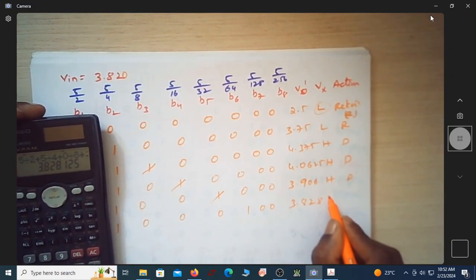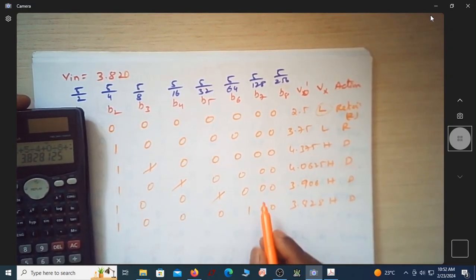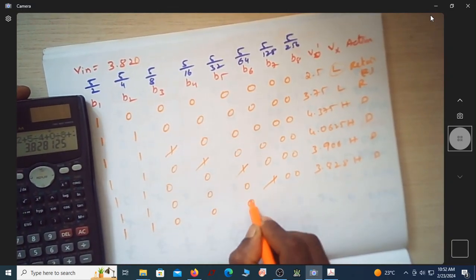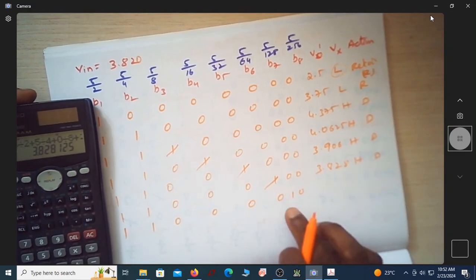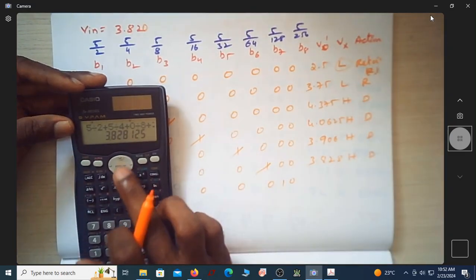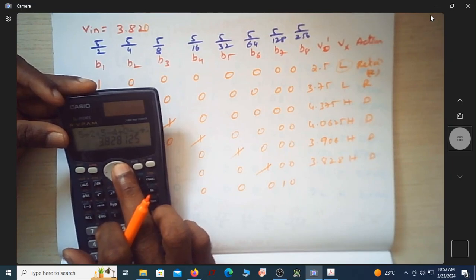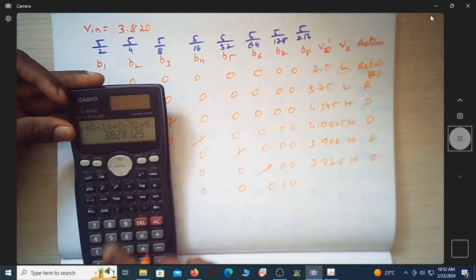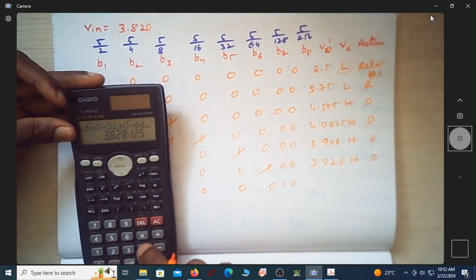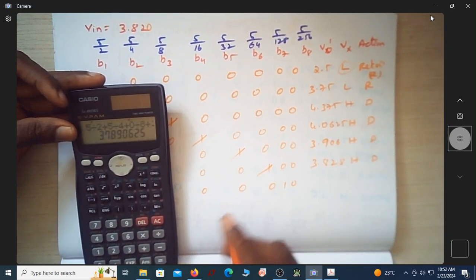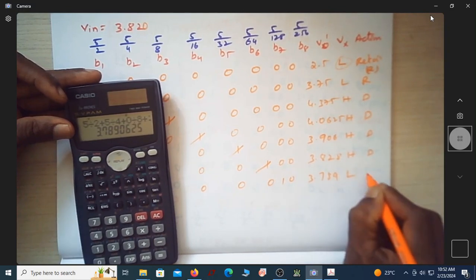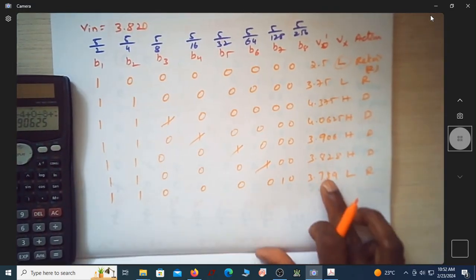So since it is more, you discard this. So if I discard, this is 0 now. 1 1 0 0 0 0 1 0. So I'll discard this 5 by 64. I'll make it 0 by 64. Next it is plus 5 by 128. So it is now 3.789. This is low, you retain. I'm retaining because this is less than 3.82.